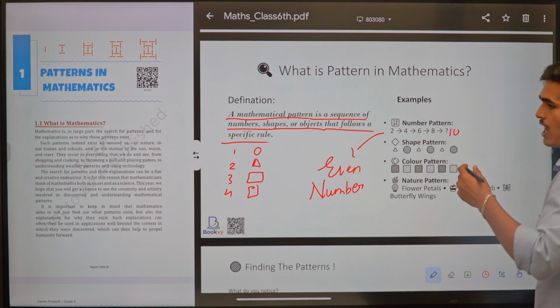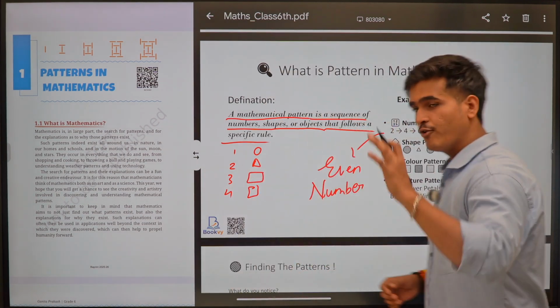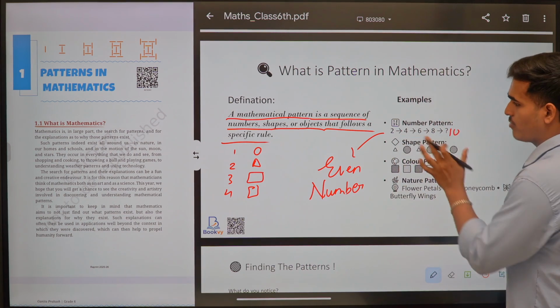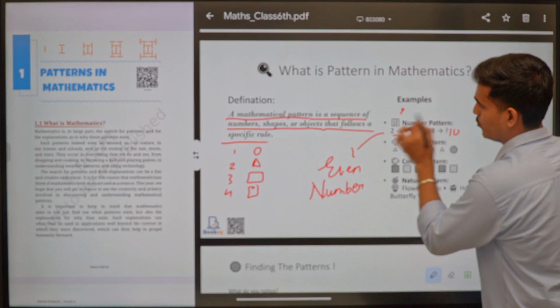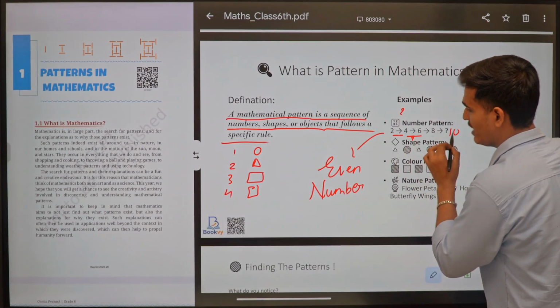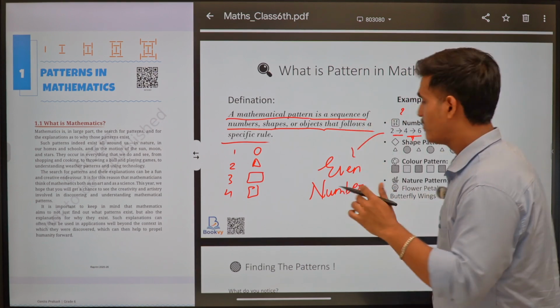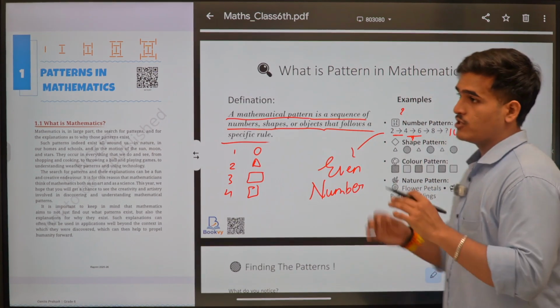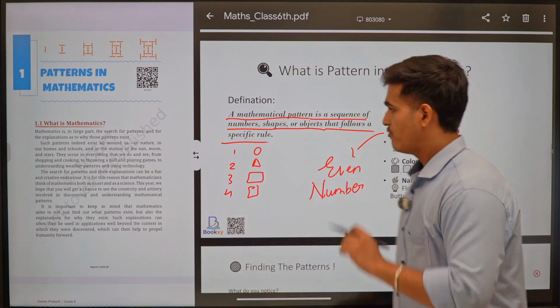But how do we know that the next number will be 10 or 12? If you observe these numbers, you will see there is a difference of 2. There is a difference of 2 in each and every pattern. Each and every number has a difference of 2. So if you find the difference, right? See, what is the difference?